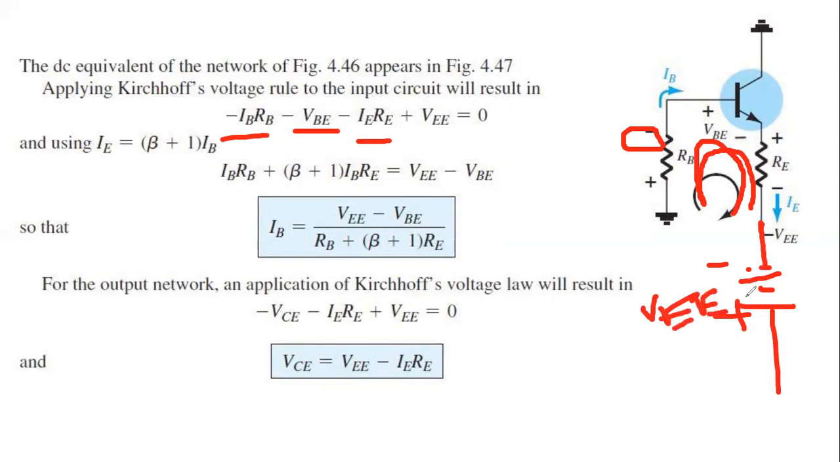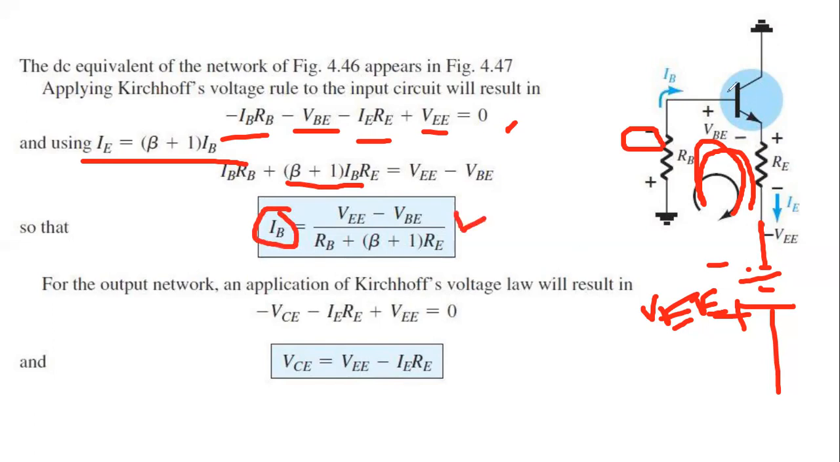So the second sign is plus, so that's why the plus VE is 0. From here we'll try to find out the IB, and we all know that IE equals to beta plus 1 IB. We replace this IE using this. Finally, we find out the value of IB in this way.